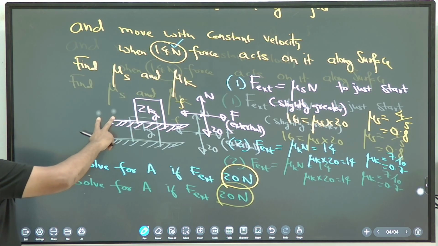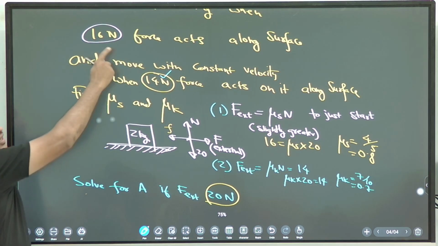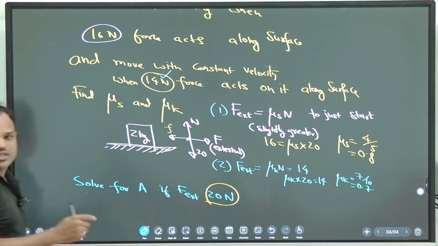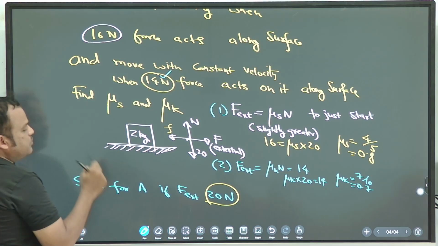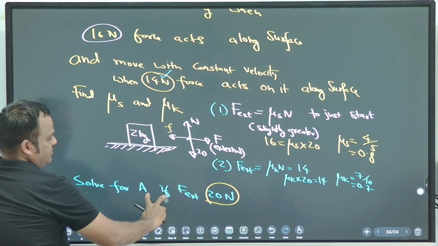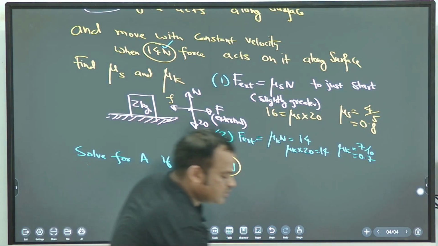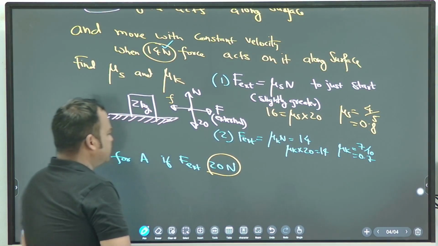How much force is needed to just start? 60. Now you are exerting 20. Are you getting it or not? So it will accelerate. Okay. It will accelerate like this. More force you are exerting. 20.